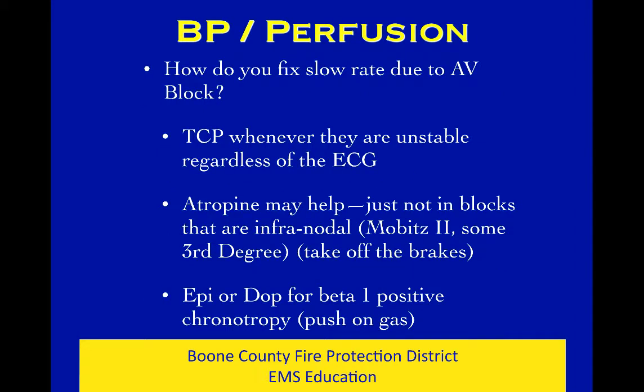So what do? You've identified an AV block that's causing a slow rate, that's causing reduced cardiac output, that's causing reduced perfusion. If they're unstable, blood pressure is terrible, altered level of consciousness, acute congestive heart failure, when they are unstable, you need to pace. Pace whenever they're unstable. As soon as you identify they're unstable, don't mess around with anything else. But if they're not unstable yet, then atropine may help.